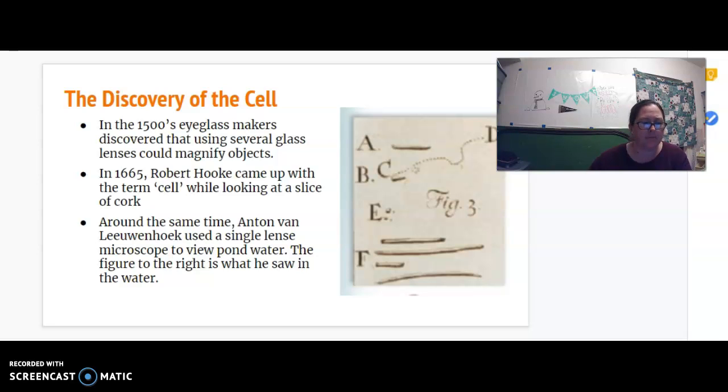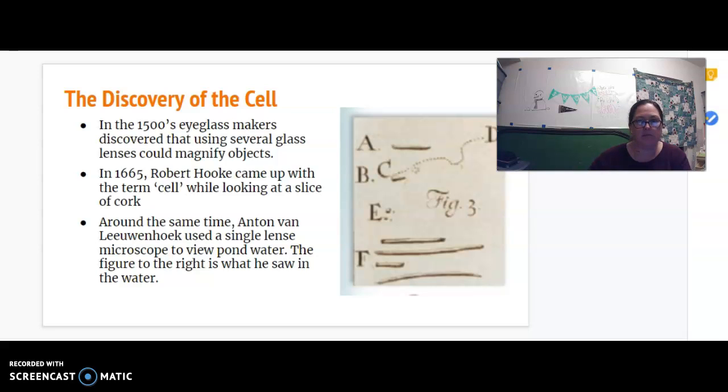Around the same time, Anton van Leeuwenhoek used a single lens microscope to view pond water, and this figure over here is what he saw in the water. And so he took other samples, actually organisms that we can find in the mouth, like bacteria. Actually that's what that figure is, my bad. These are bacteria from the human mouth, but he did look at pond water as well.